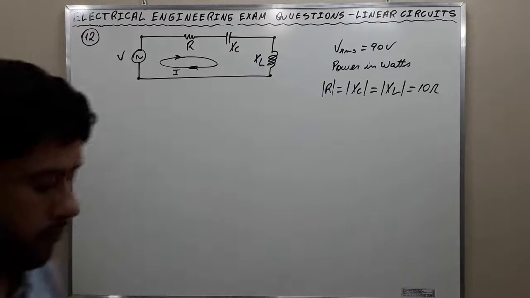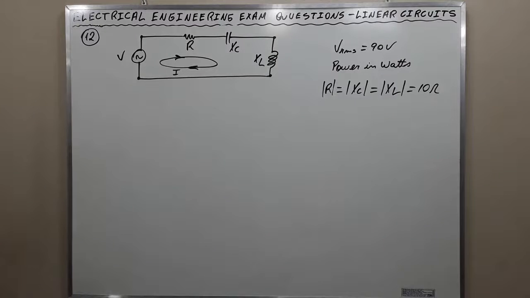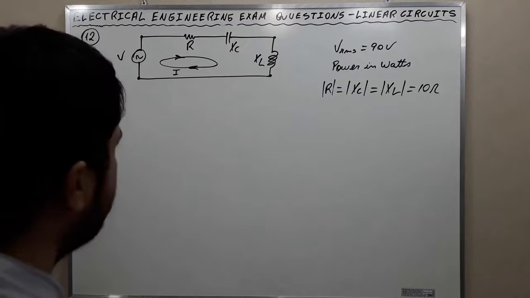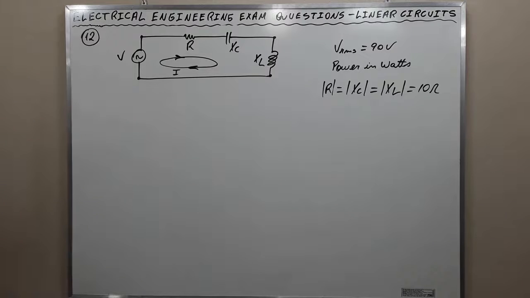Question 12. The circuit of the figure is composed of a sinusoidal voltage source, a resistor, a capacitor, and an inductor. Knowing that the power supply has an RMS voltage of 90 volts and that R, XC, and XL are all equal to 10 ohms, calculate the power in watts involved in this circuit. Okay, my friends, this is the question. Let's go to the solution.